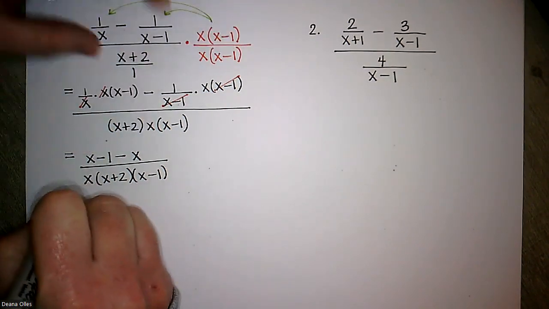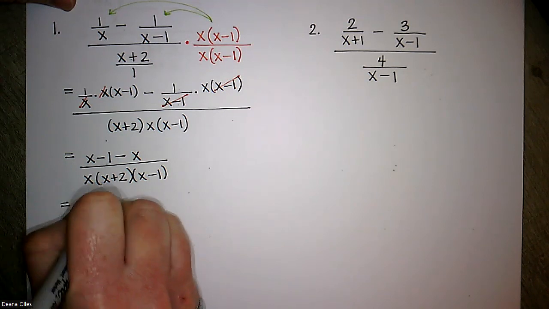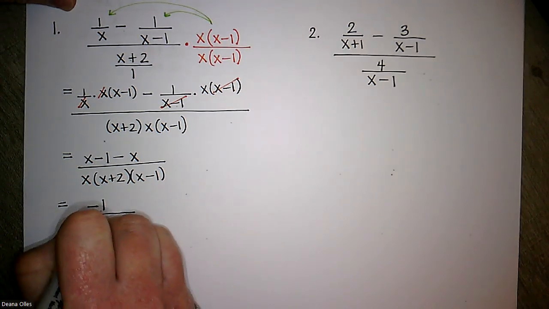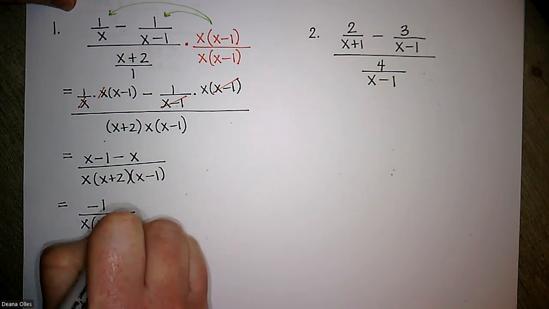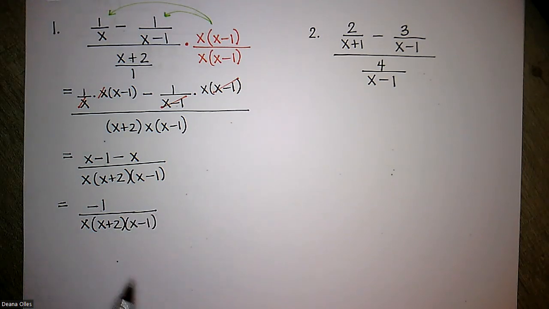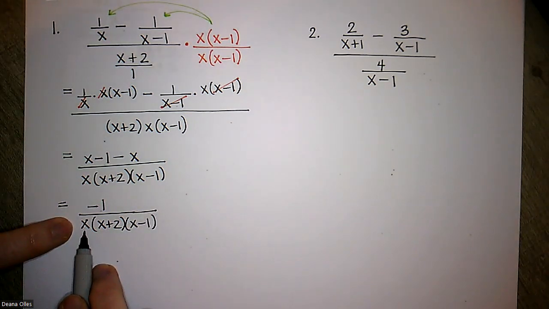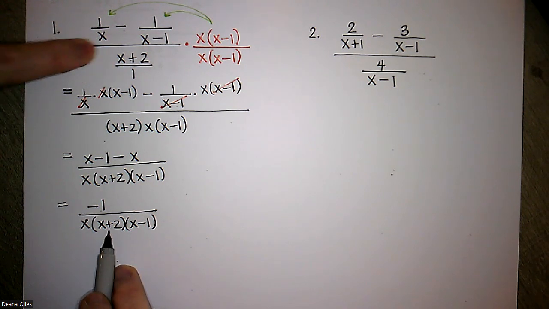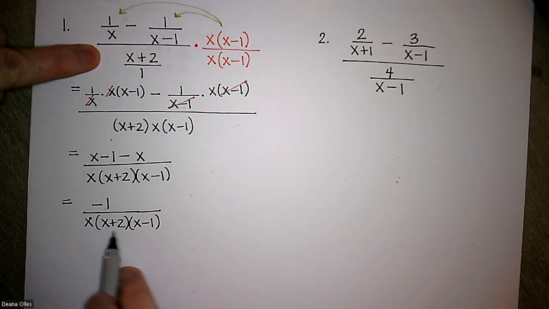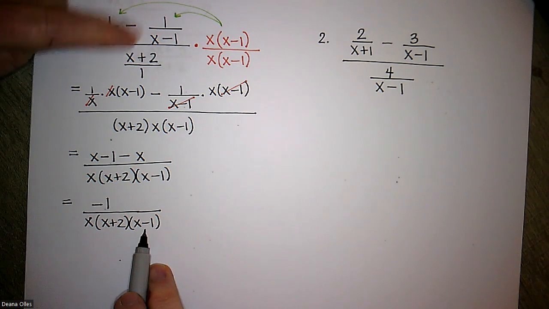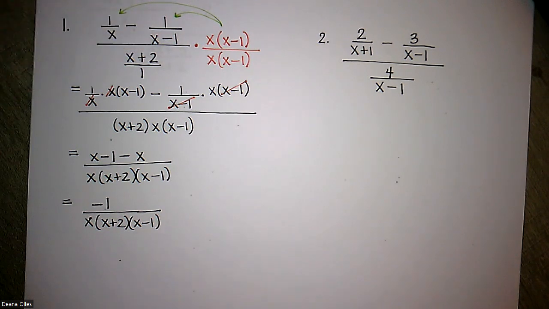I have a little bit more cleaning up I can do. X minus x cancels, so all I have left in my numerator is -1. And so I have -1 over x times x plus 2 times x minus 1. And if you'll notice, your domain is that x can't be 0, which was true at the beginning. X can't be -2, which was true at the beginning. I couldn't divide by 0 if x is -2. And then x can't be 1, which was also true at the beginning. So the domain is the same.